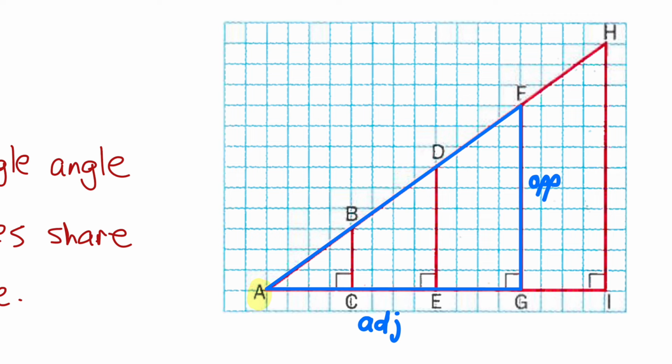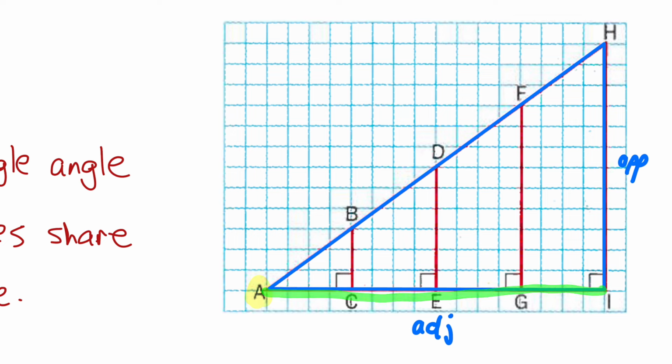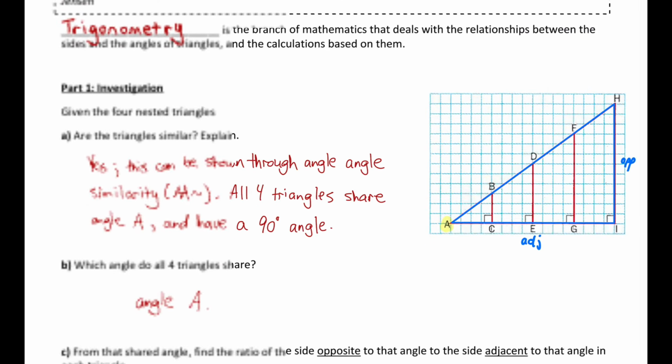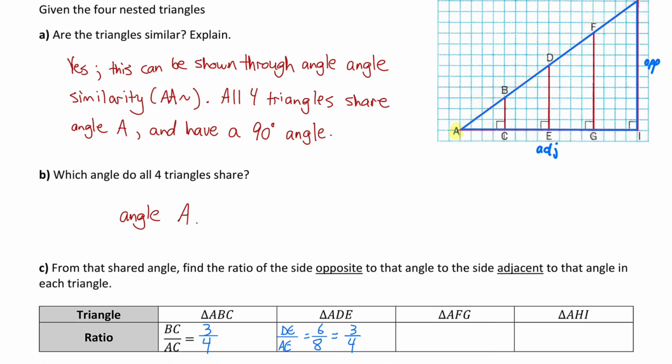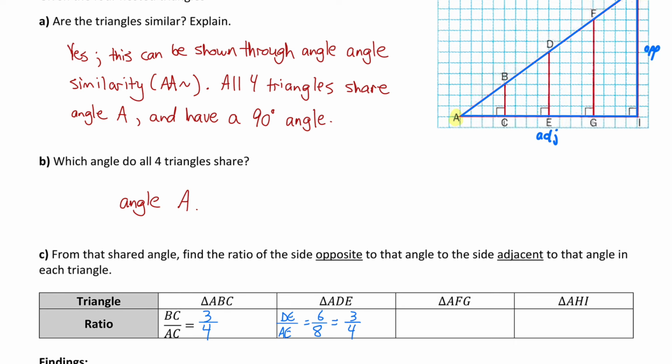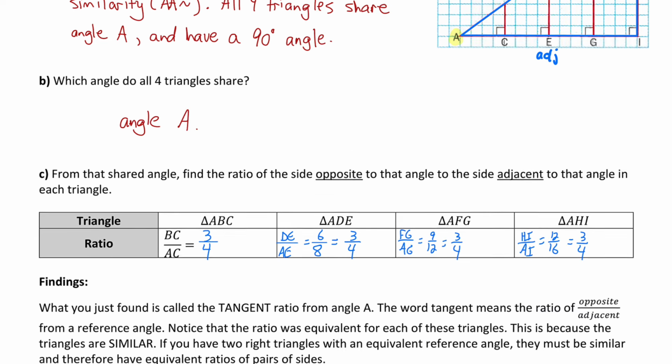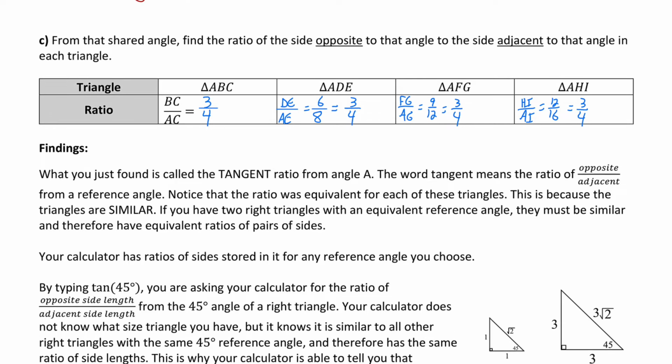And then in the biggest triangle, the side opposite from angle A is 12 units long, and the side adjacent to angle A is 16 units long. And 12 over 16, that ratio reduces to 3 over 4 as well. So all four of the ratios of opposite over adjacent in these four triangles are all equal to 3 over 4. And now let's summarize our findings down here below so you can understand what we did here.